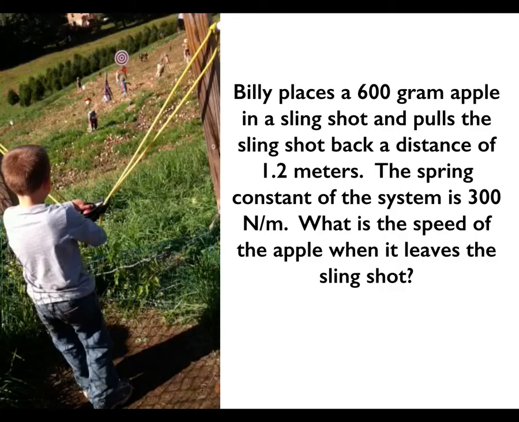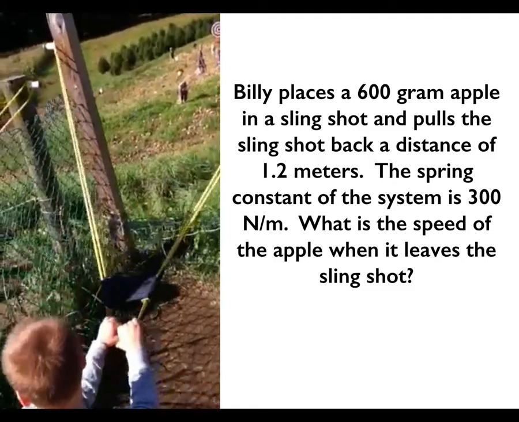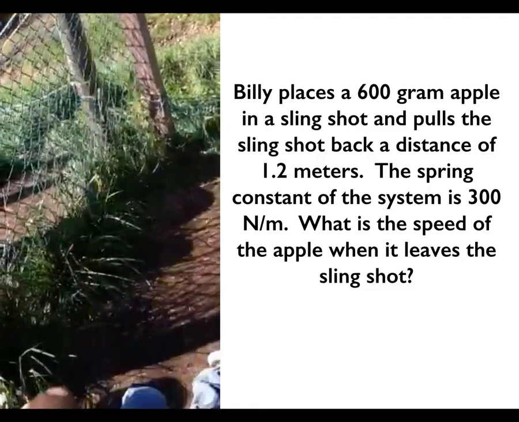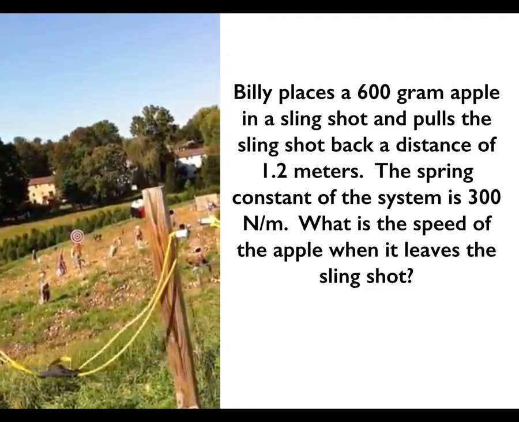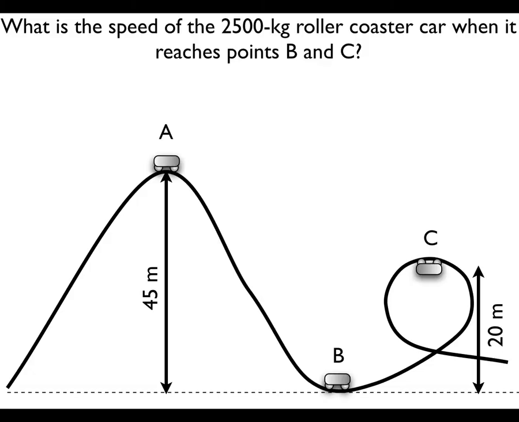Okay, we have this other example that you could try on your own, where we have a 600-gram apple that we place in a slingshot. We pull the slingshot back 1.2 meters. The spring constant of the system is 300 newtons per meter, and you want to find the speed of the apple when it leaves the slingshot. Okay, so we got elastic energy turning into kinetic energy. Use the conservation of energy to find the speed of the apple.